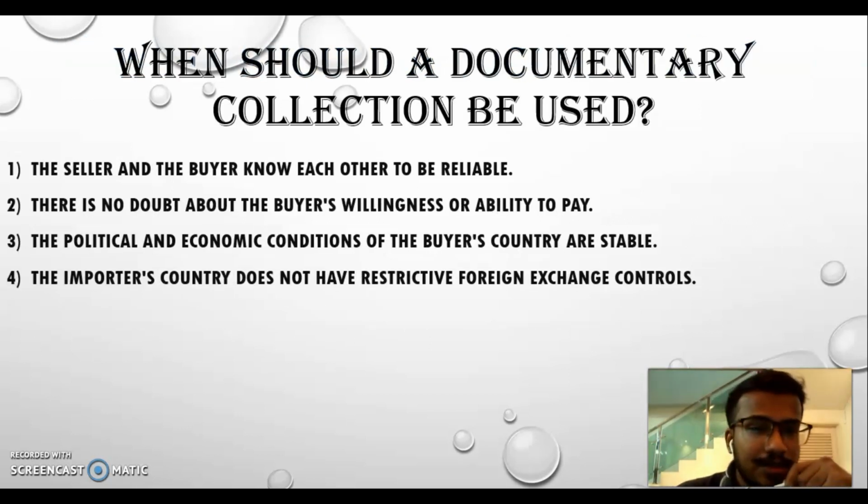Next, when should a documentary collection be used? So we see the seller and the buyer know each other to be reliable. Second, there is no doubt about the buyer's willingness and ability to pay. The political and economic conditions in the buyer's country are stable. And lastly, the importer's country does not have restricted foreign exchange controls.